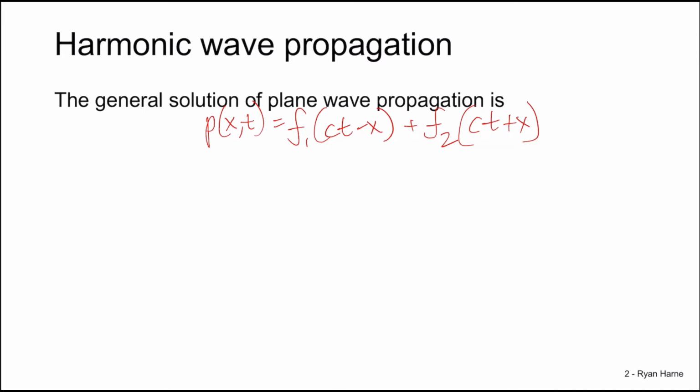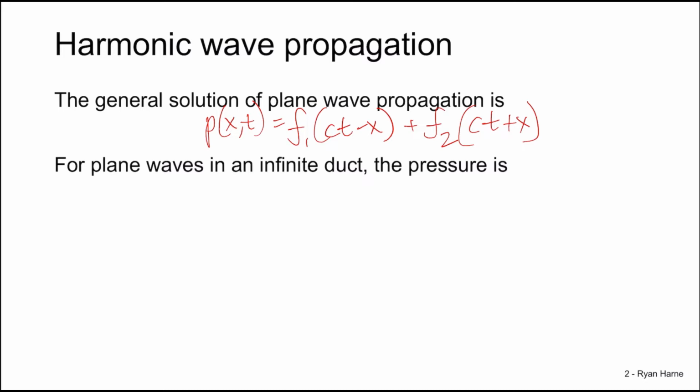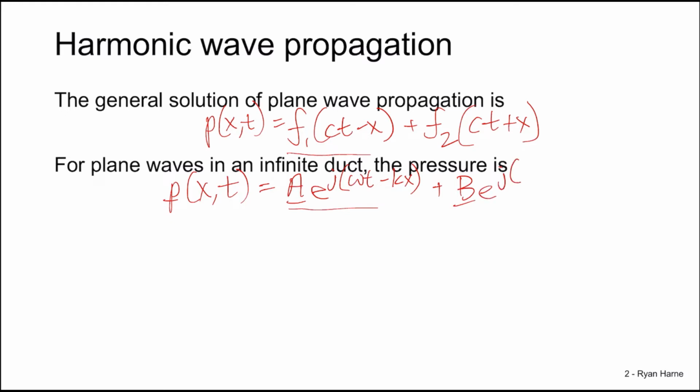These waves are called plane waves, and harmonic plane waves in an infinite duct, written out in the complex exponential form, would be p underline, denoting complex when we write it out by hand. It's a function of x and t, and it is equal to a complex amplitude A multiplied by the complex exponential e to the j(omega t minus kx). That corresponds to the same function above, which was f1. And then we'll write out the second part, the leftward or negative x propagating wave. We'll call this complex amplitude B, e to the j(omega t plus kx).